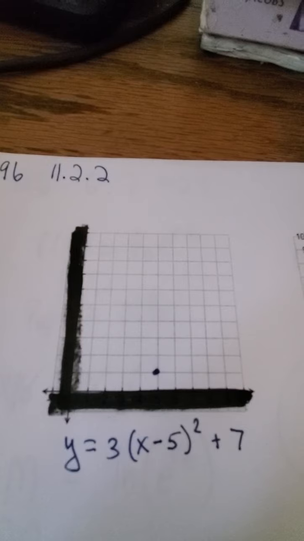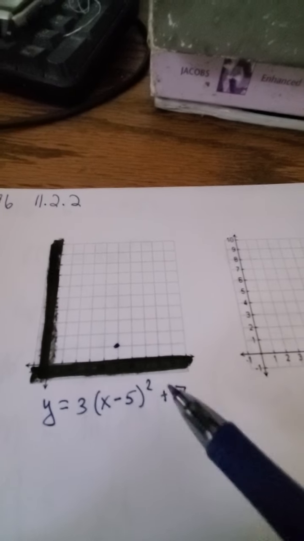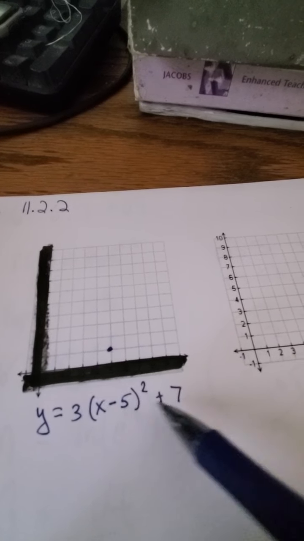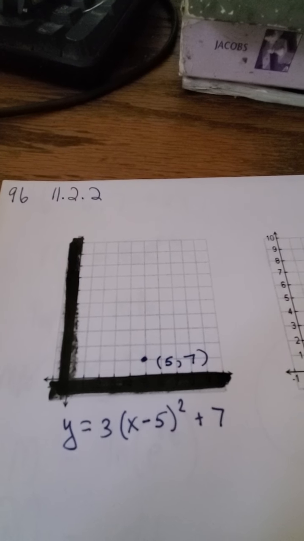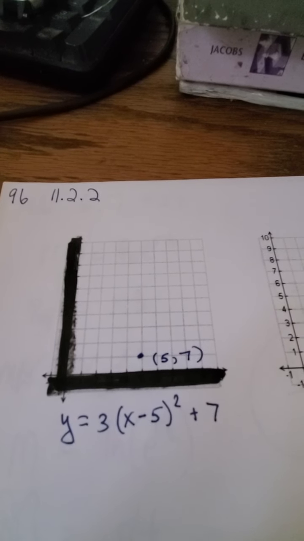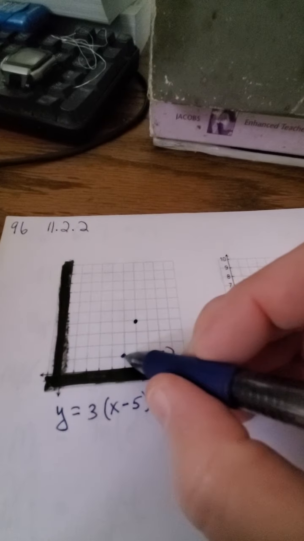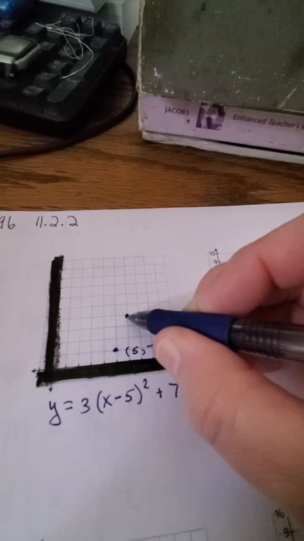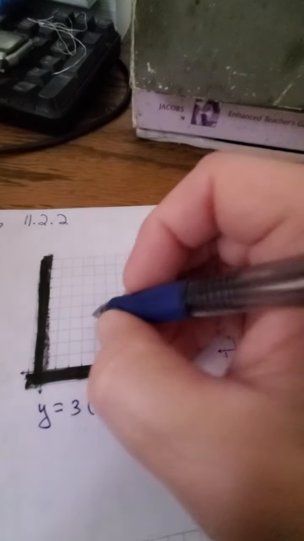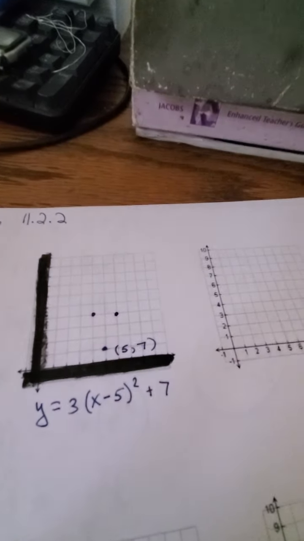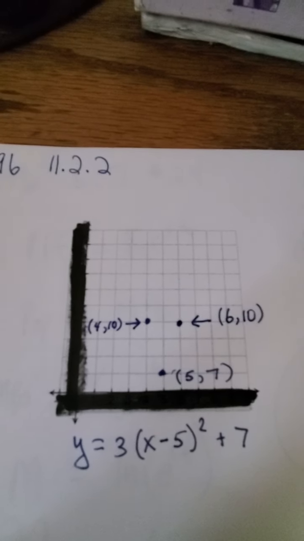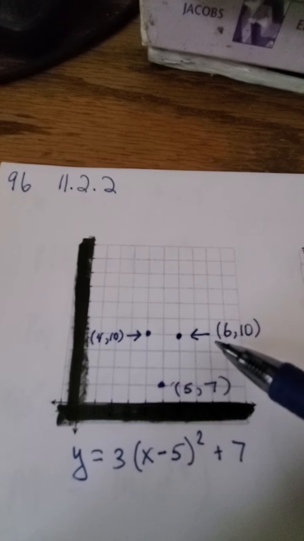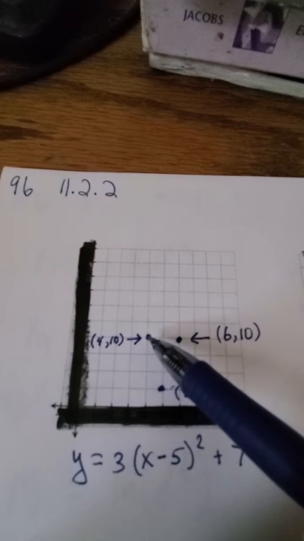So the first thing is that the vertex would be (5, 7). I get it from these two numbers here. Now, because of the 3, when I go 1 out, instead of going 1 up, I'm going to go 3 up. So I went 1 out, and I went 3 up, and the same thing on the other side. Which means, just by counting boxes, this point over here is (6, 10), and that point over there is (4, 10).